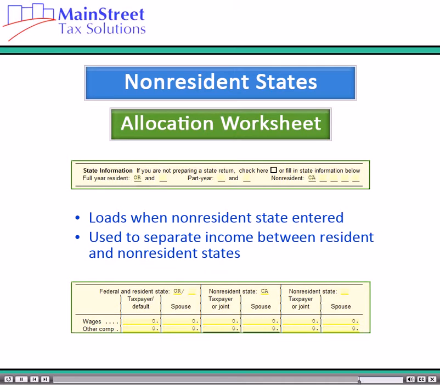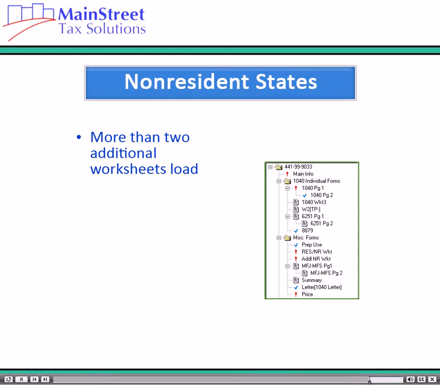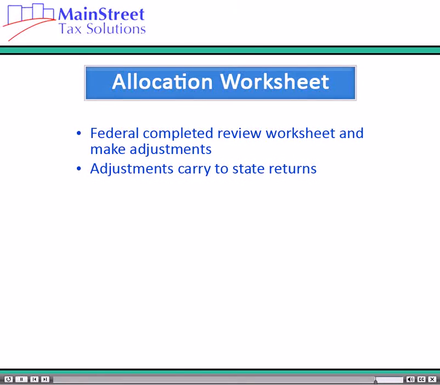When you designate a non-resident state, the software loads the resident and non-resident worksheet. This worksheet is used to separate income between resident and non-resident states. If there are more than 2 non-resident states, an additional worksheet loads to handle any other non-resident states. After completing the federal return, review the worksheet and make any necessary adjustments between resident and non-resident states or between the taxpayer and the spouse. The adjusted information carries from the worksheet to the state returns.